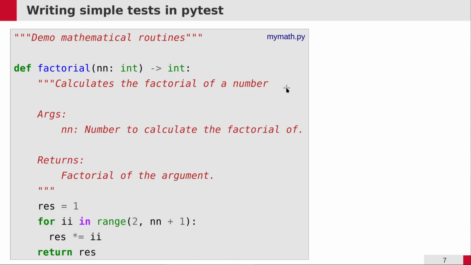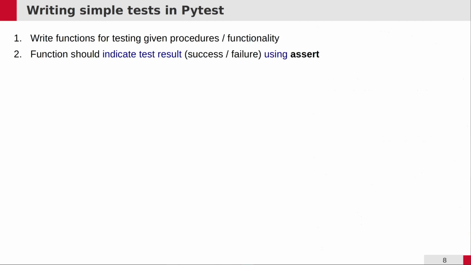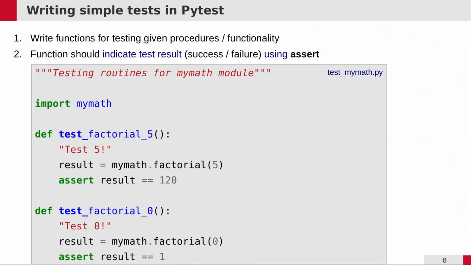Let's assume we have a mathematical library which contains a few mathematical routines which we wrote. One of those routines is a very simple routine which just calculates the factorial of a given number. Now the question is, how can we write a test for this routine? If you use pytest, it's super simple. There are only two things you have to consider. So that would be the module which is testing the mymat module. I am importing the mymat module so that I can access all the functionality of my module.